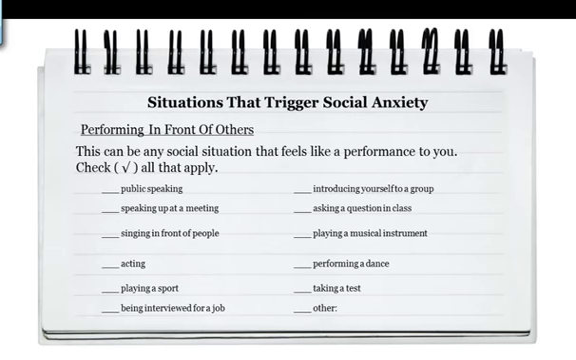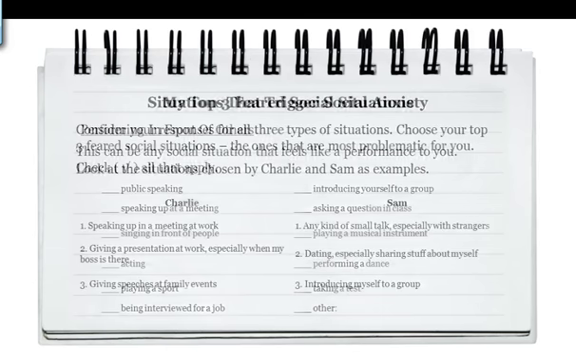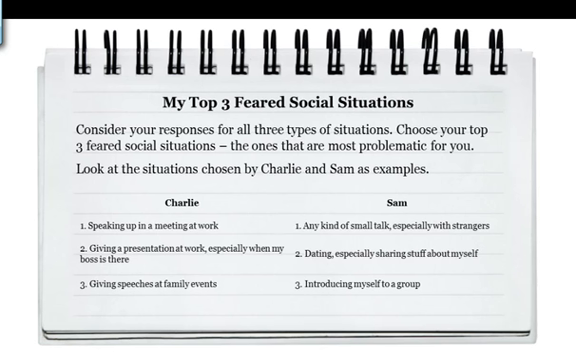Alright, so great work. Okay, so now your responses for all three types of situations need to be considered. So look over all the ones that you had checked off, and what I want you to do is choose which ones you feel are the top three most problematic for you. Okay, the top three most problematic.